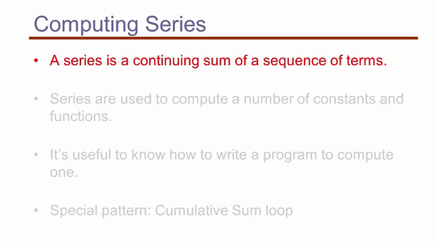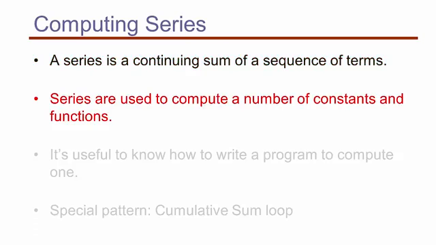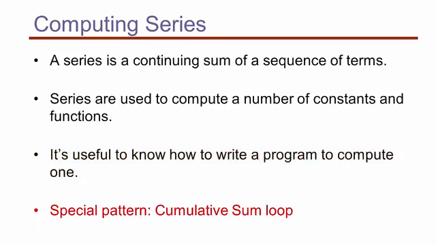Another use of for loops is in computing a series. In mathematics, a series is the sum of a sequence of terms. They are used to compute various special mathematical functions and constants. We use similar loops for computing all sorts of results. They are so common we give them a special name, cumulative sum loops.